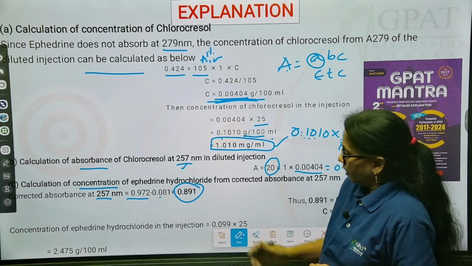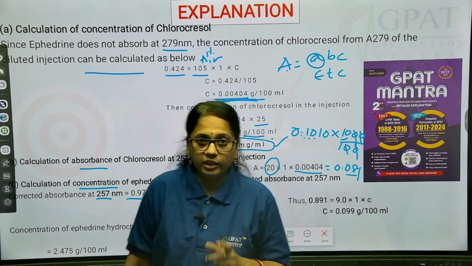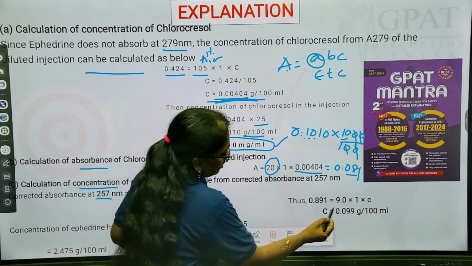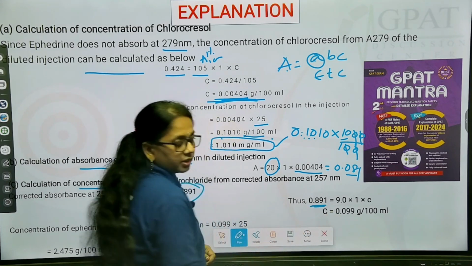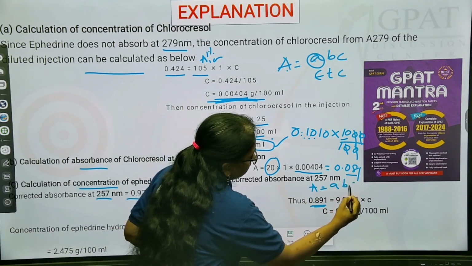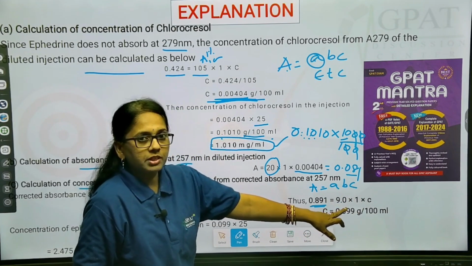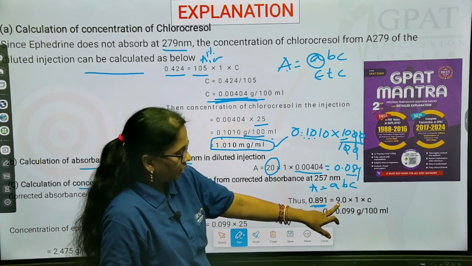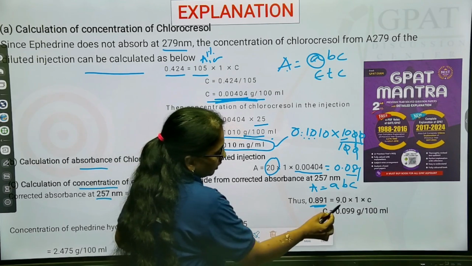And this 0.891 is the corrected absorbance. So A equals epsilon b c. If you see, at 257 ephedrine has the specific absorbance value of 9.0.